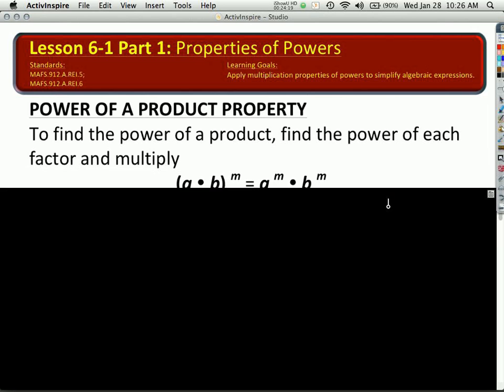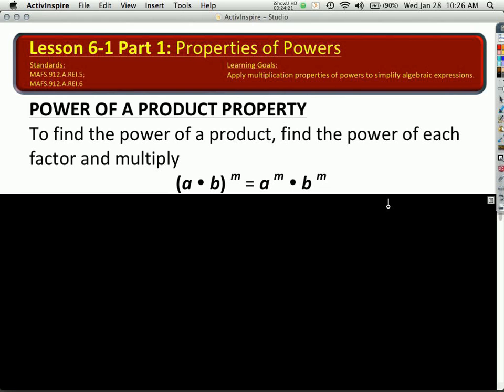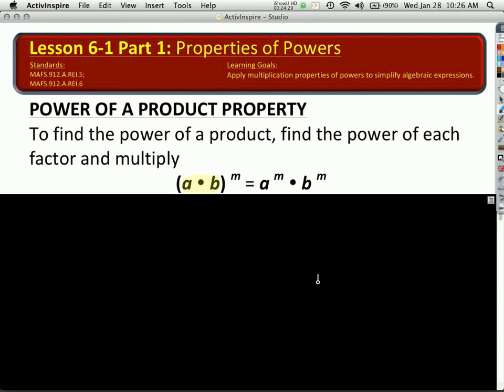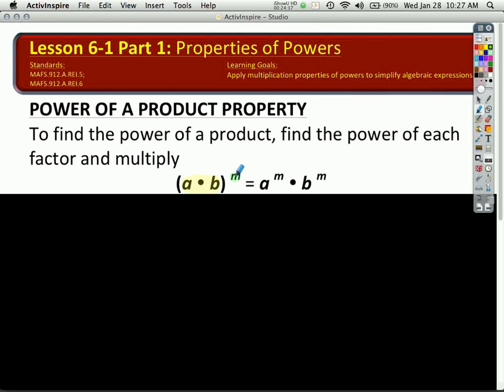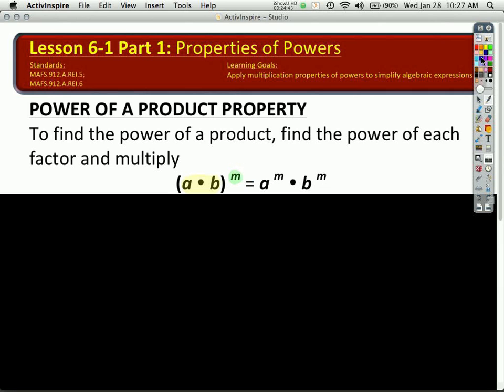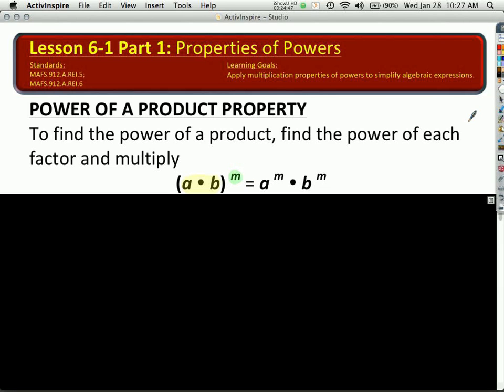So what am I talking about? I'm talking about this. We have a multiplication problem. A times B, that's a product. And that whole expression is being brought to this power out here. So I'm going to say something, and you got to make sure you listen carefully to what I'm saying so that you don't miscommunicate later on.